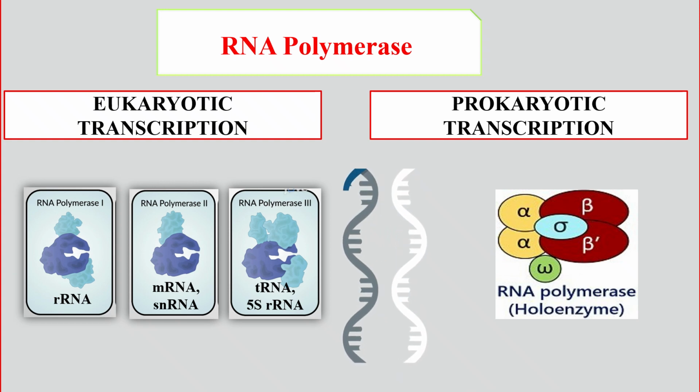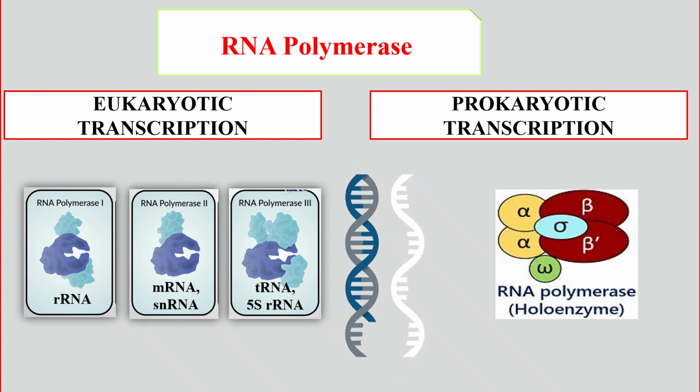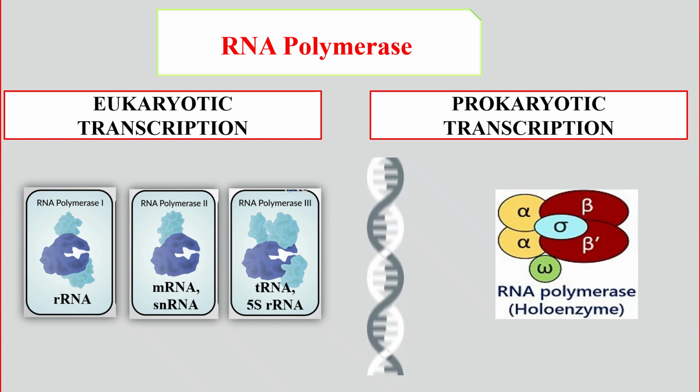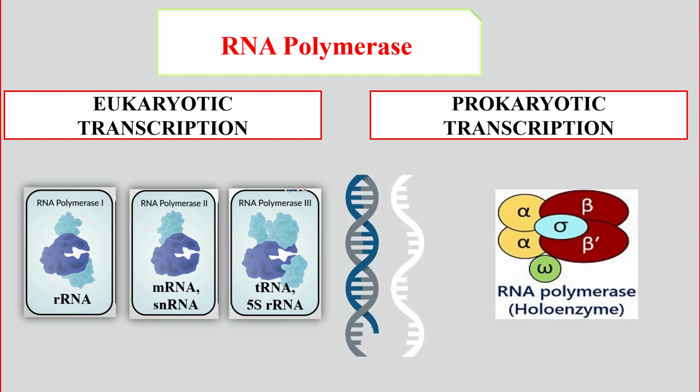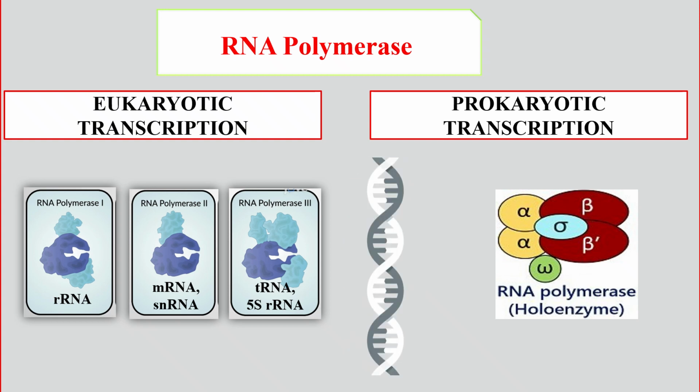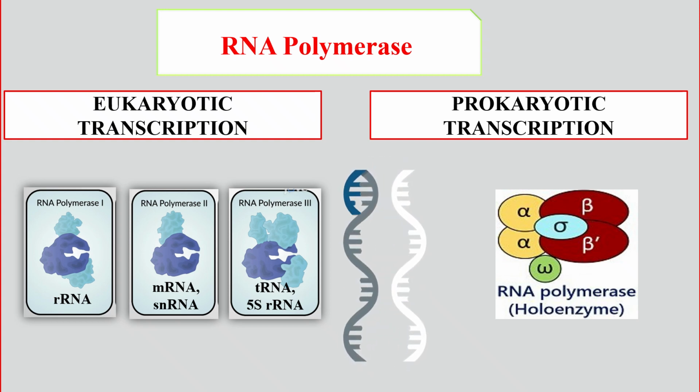In eukaryotic transcription, these three different types of RNA polymerases are required for the synthesis of different types of RNA. While in prokaryotes, only a single RNA polymerase is required for the synthesis of all these different types of RNAs.